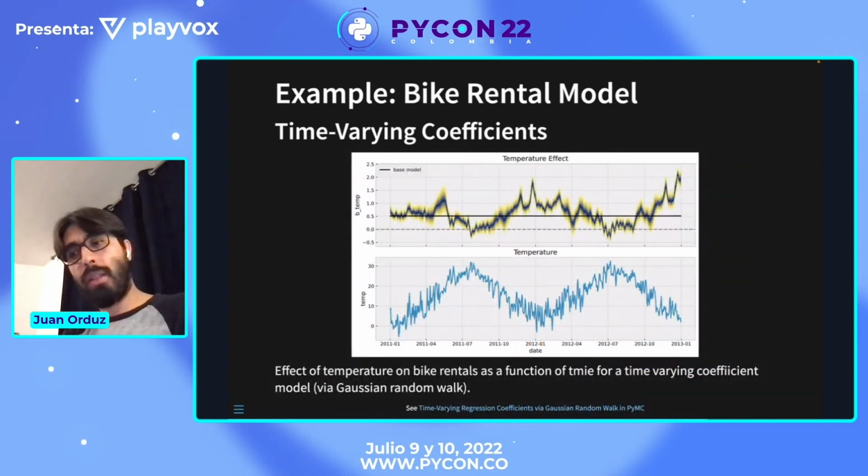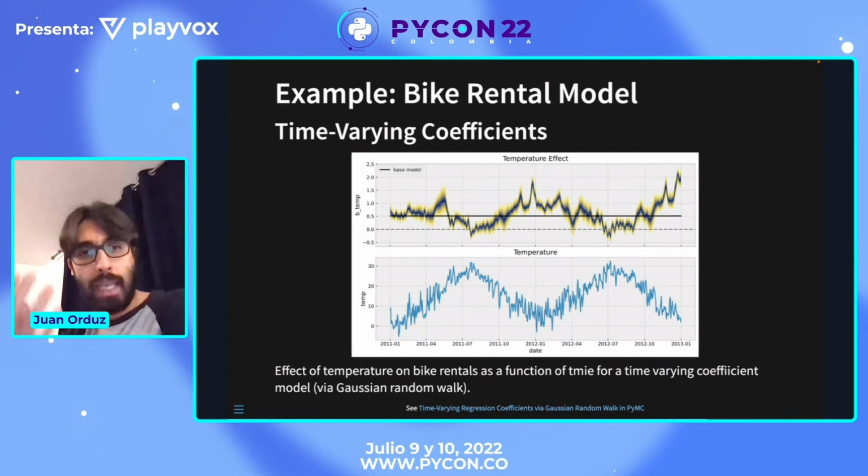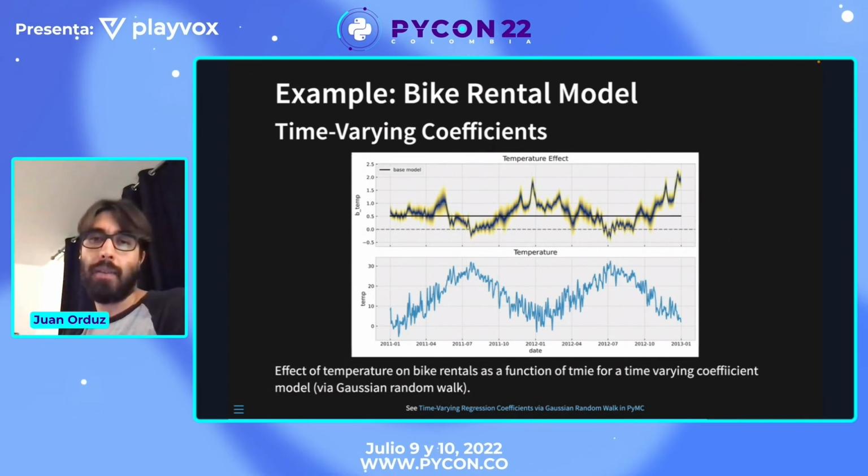One can also plot this as a function of time, and this is the plot above, which is the estimated effect of temperature on bikes. We see here that in July it's always below zero, and this is the raw input data, the temperature. This is a very interesting aspect, because we are seeing seasonality through the time-varying coefficients of temperature on bike counts. And I actually like this model a lot.